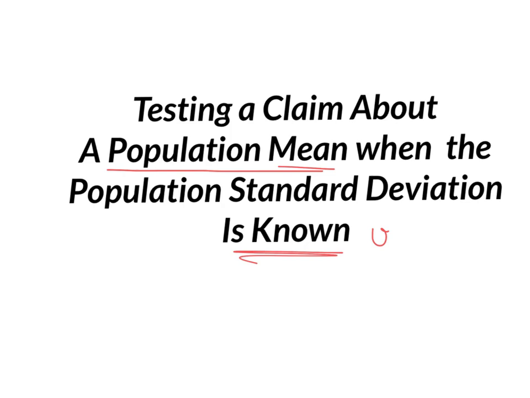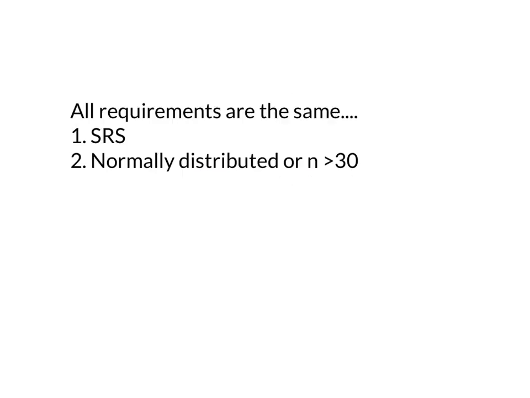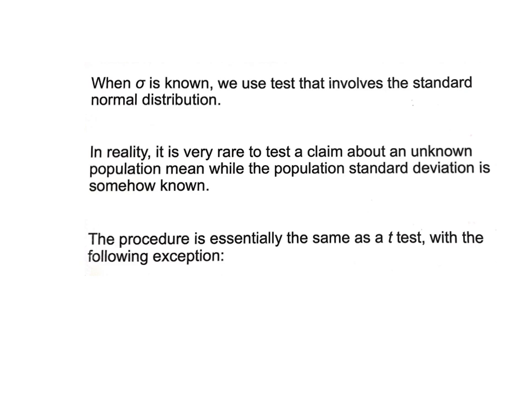So here we go. All requirements must be the same. The data must come from a simple random sample, as always, and it must be normally distributed, or the sample size must be greater than 30. When population standard deviation is known, we use a test that involves a standard normal distribution, which means we're going back to z's instead of t's. So when it's known, we're going to do z-scores instead of t-scores, or z-crit instead of t-crit.